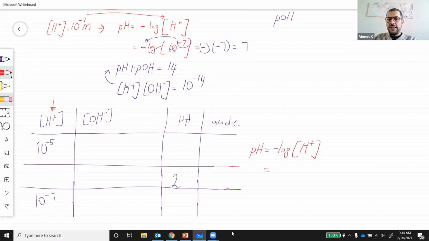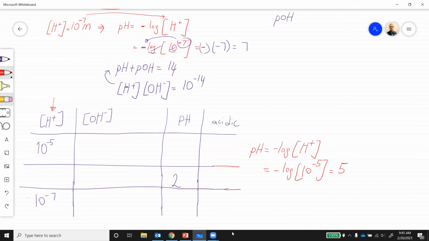So again, just like the way that I did here, if I plug this number in, negative log of hydrogen concentration is 10 to the negative 5. So what's the pH here? 5, right? Very good. So pH is 5, and since it's smaller than 7, this must be acidic.